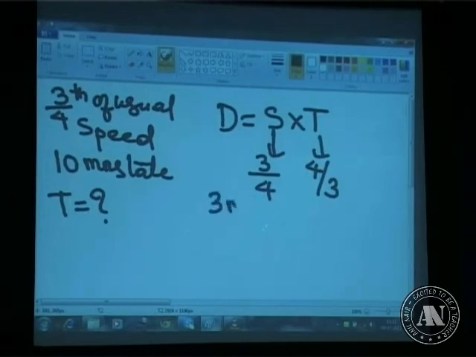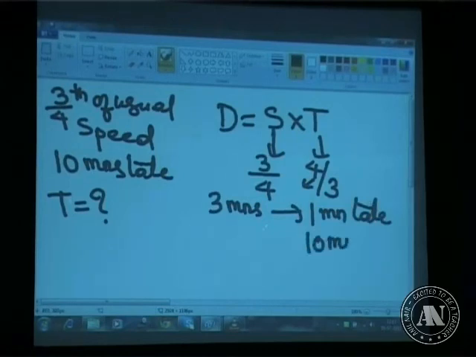What do you mean by 4/3? Instead of reaching office at 3 minutes, now he reached office at how many minutes? 4 minutes, which is nothing but 1 minute late. Agreed? I don't want 1 minute. According to the question, 10 minutes. One answer is 30.